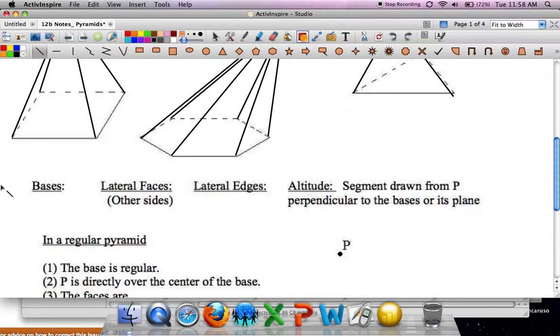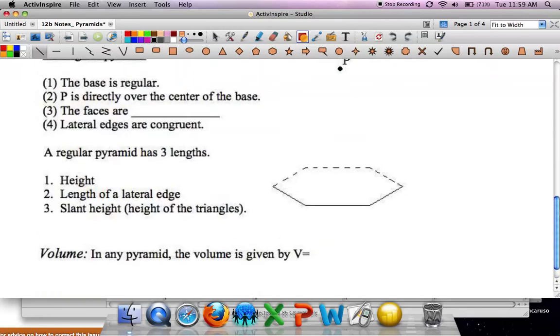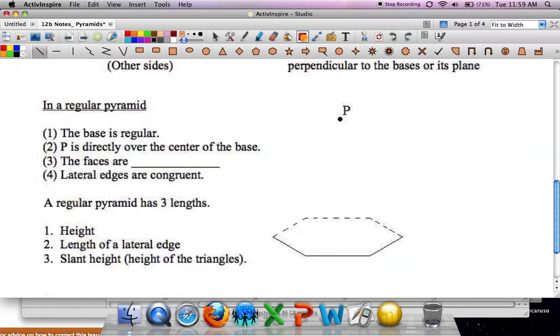So there's the base, which is the bottom. There are the lateral faces, which are the sides. The lateral edges, which are the edges of the sides. And the altitude, which is the segment drawn from the point P, the top, perpendicular to the base or its plane. So we'll make a nice fresh diagram and we'll define all these things.